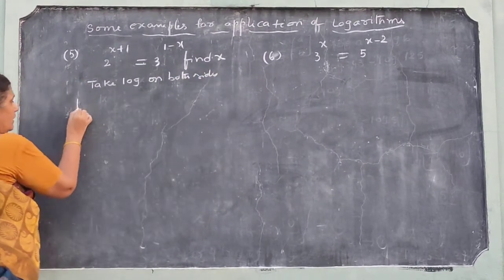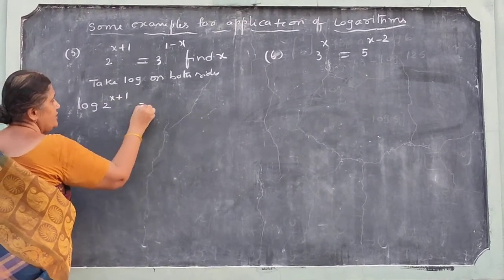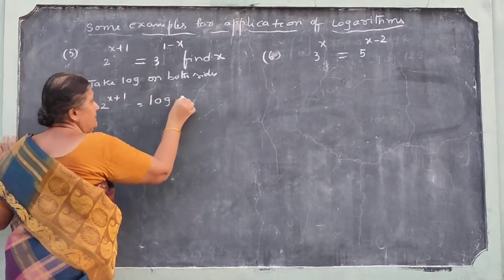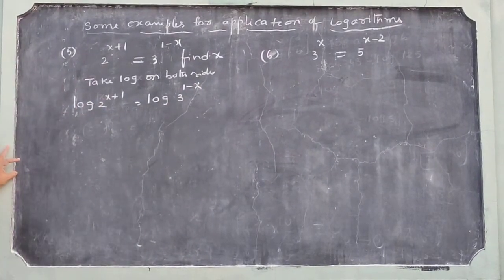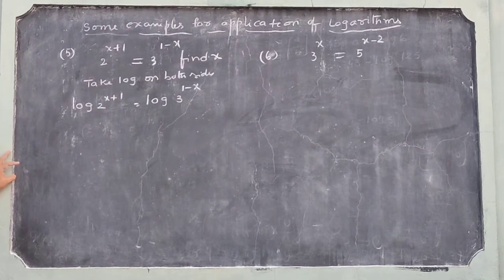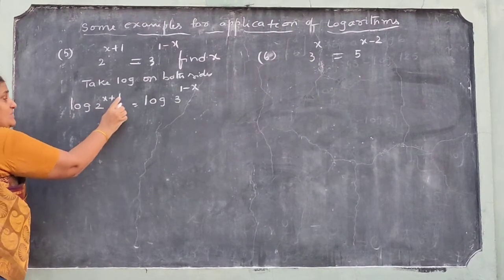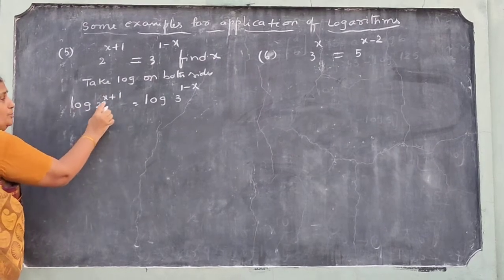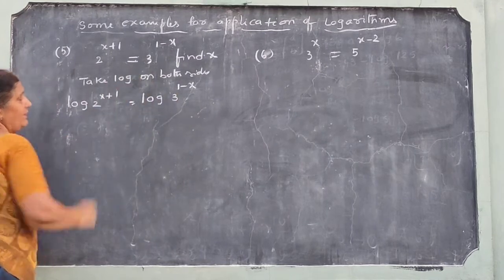Now listen, log 2 power x plus 1 is equal to log 3 power 1 minus x. Very, very important. All of your reading is very, very important. Don't read it as log x plus 1 to the base 2. How to read? Log 2 power x plus 1. Once again, log 2 power x plus 1 is equal to log 3 power 1 minus x.